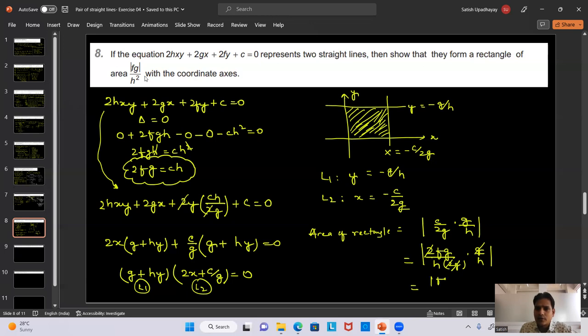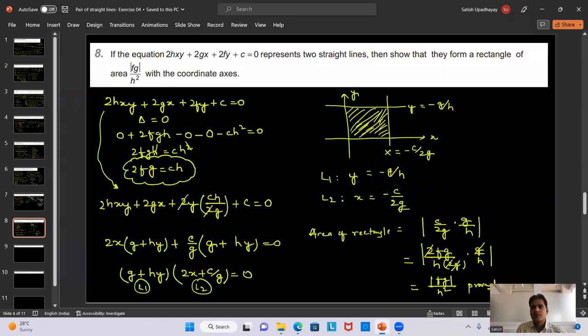and we will have mod of fg upon h square. So this is what we were required to prove, and we got this result. So hence it is proved that this will be our area of the rectangle formed by the pair of straight lines and our coordinate axis. So this was our question number 8.